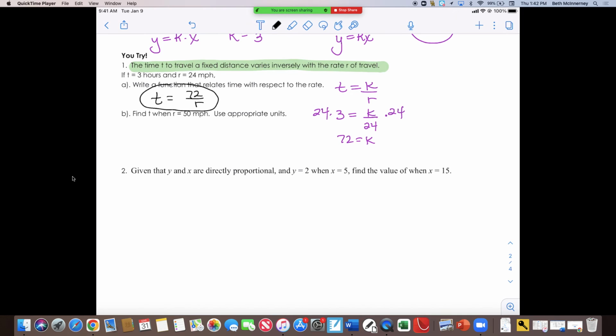Then it says find t when r is 50. And it says use appropriate units. Well, this one's not going to be a pretty answer. I got 1.44, and what are my units? Hours. Good job.